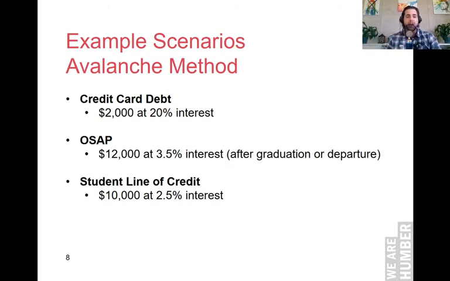Let's say you've got a credit card debt at $2,000 at 20% interest. You've got OSAP at $12,000 at 3.5% interest, after your graduation or departure. And then student line of credit at $10,000 with 2.5% interest.